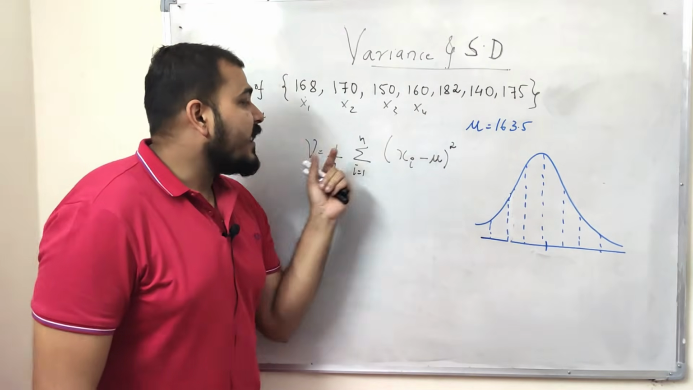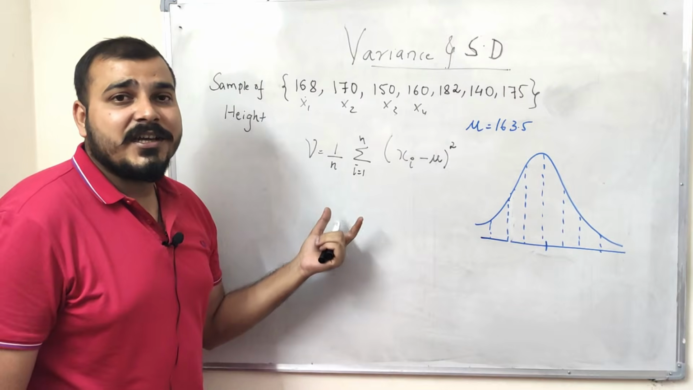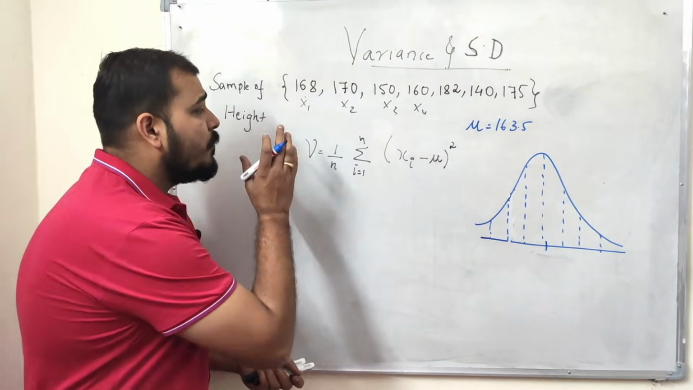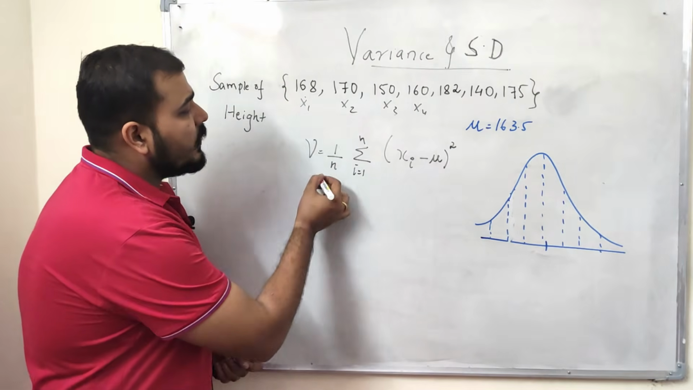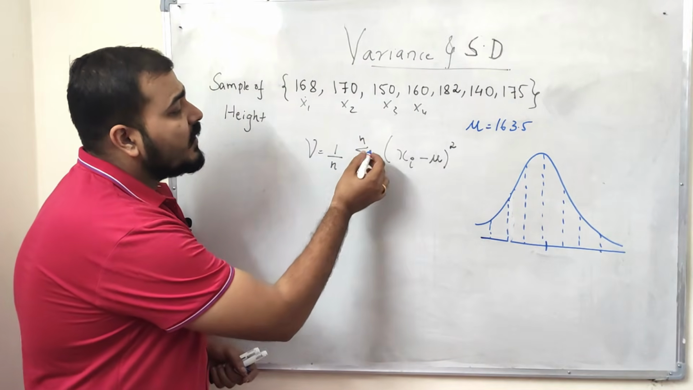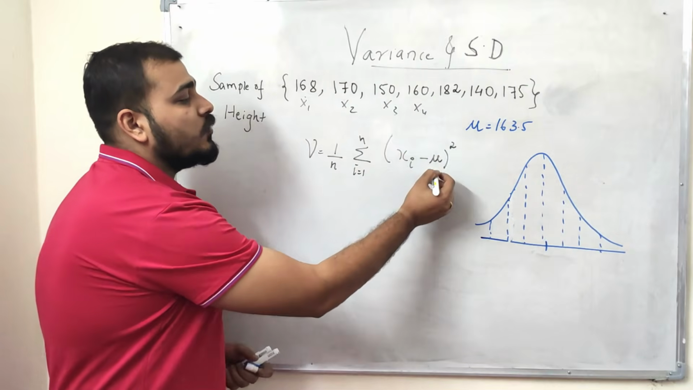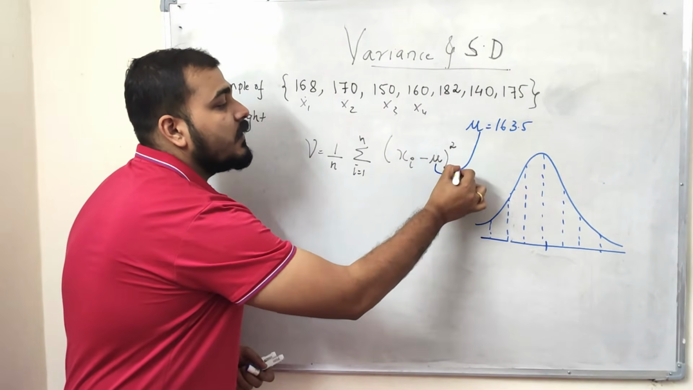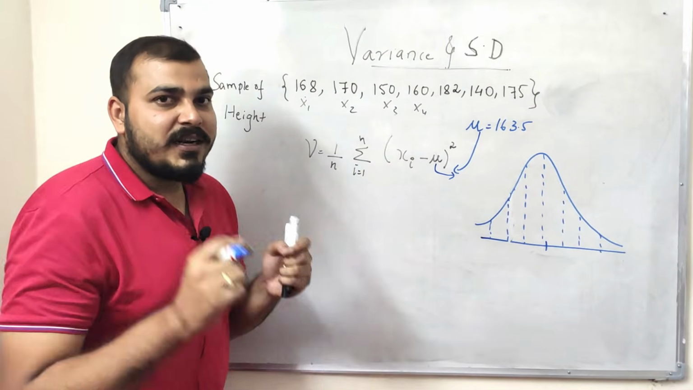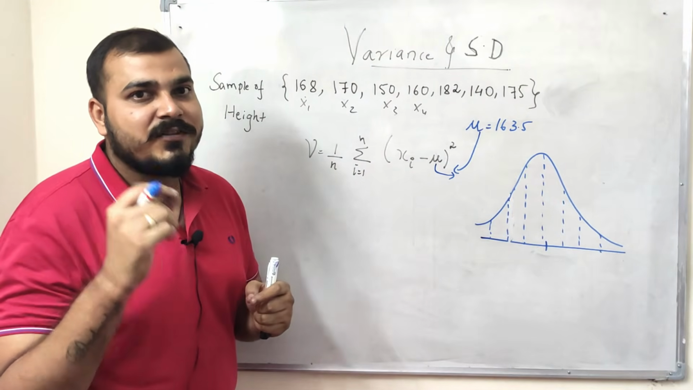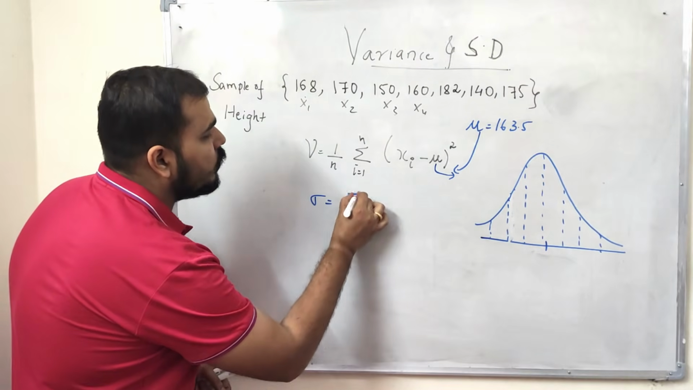Now how do we calculate variance? We'll try to understand how to calculate standard deviation, and then we'll also understand the importance of variance and standard deviation. To begin with, if I want to calculate the variance, the formula is 1 by n summation of i equal to 1 to n, (x_i minus mu) whole square. So this mu is my mean. Now when I compute this variance, we'll understand what variance and standard deviation specify. The next formula is standard deviation equal to root of variance.